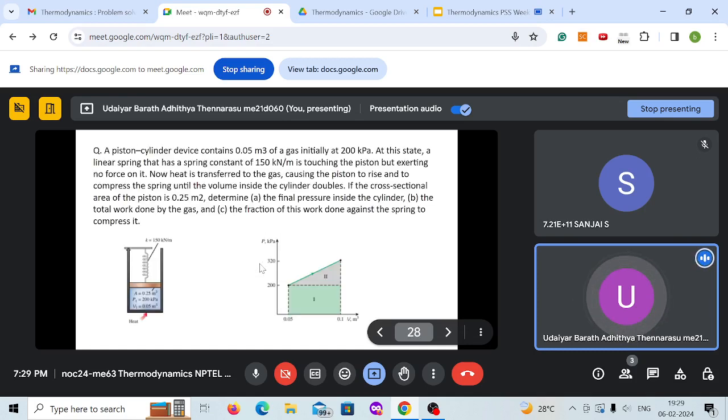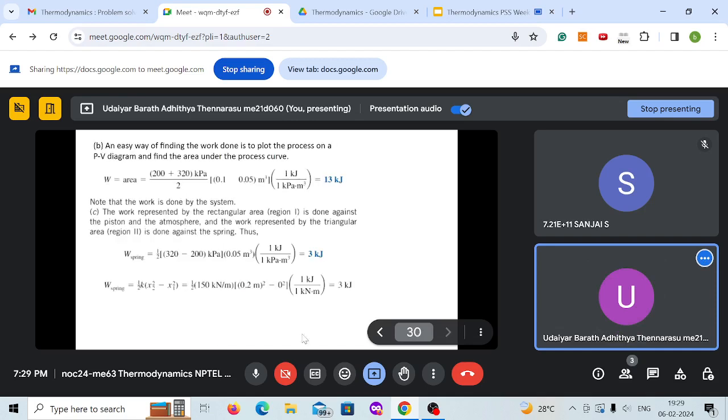Or we can solve it by the top portion of the triangle, denoted by 2. That is the work done on the spring, which will come out to be 3 kilojoules.